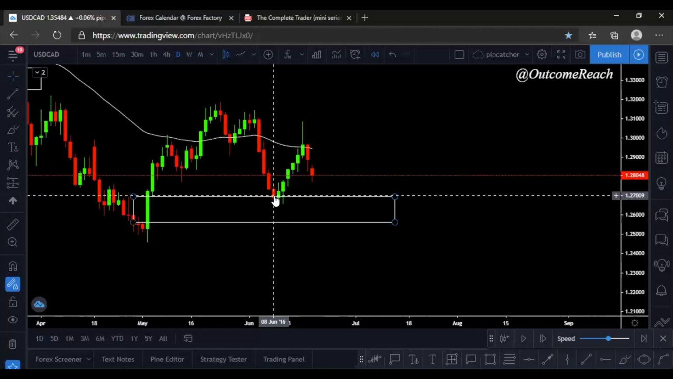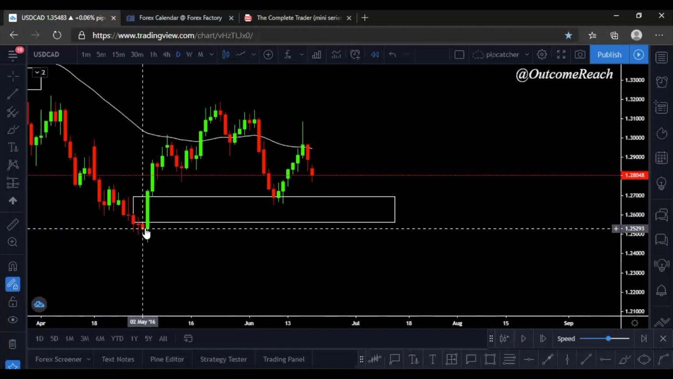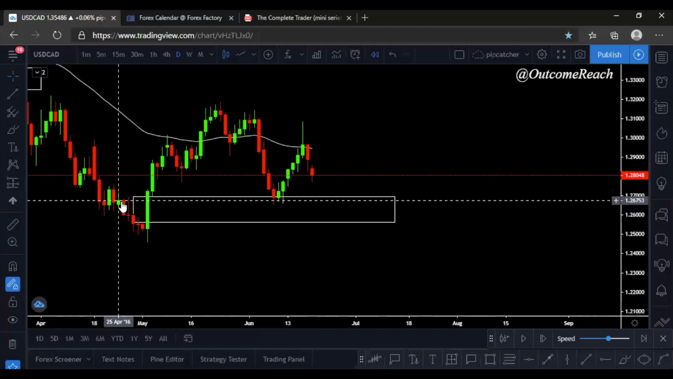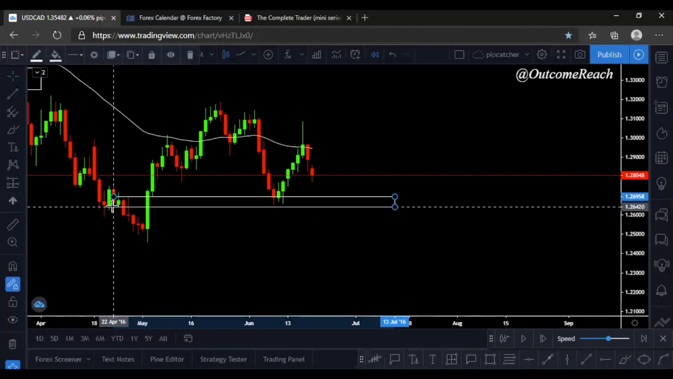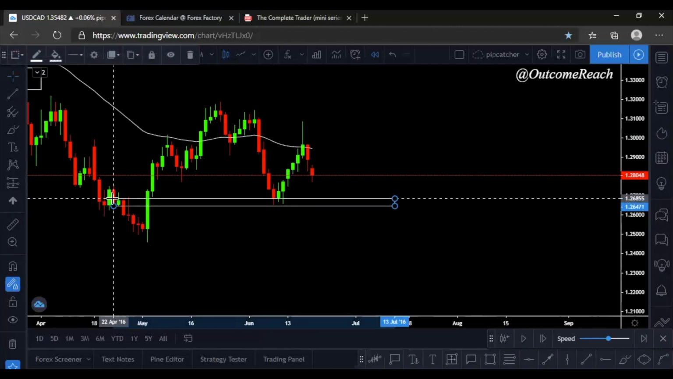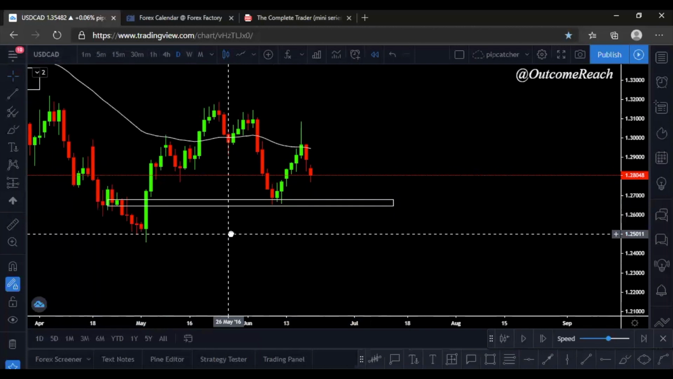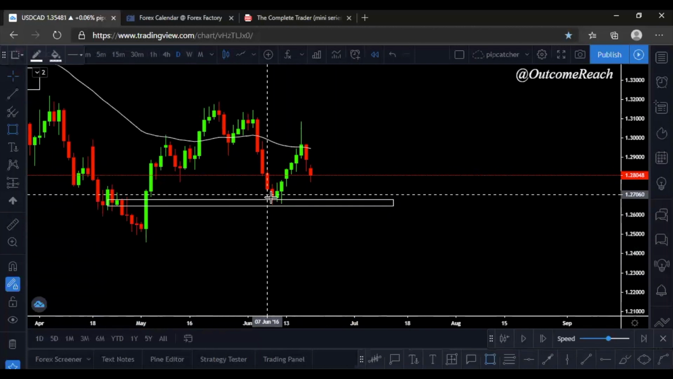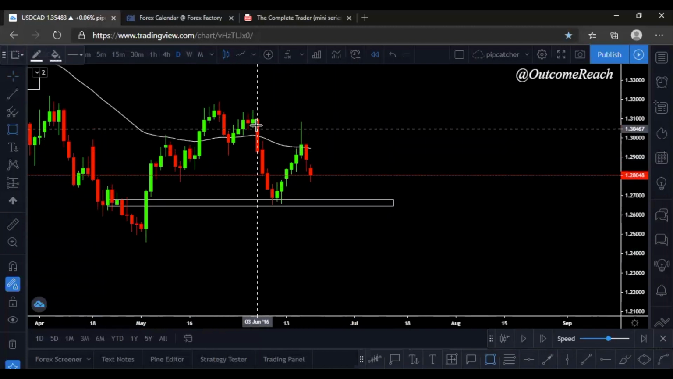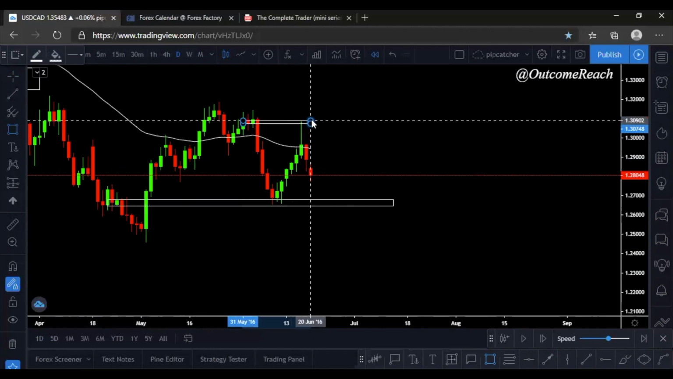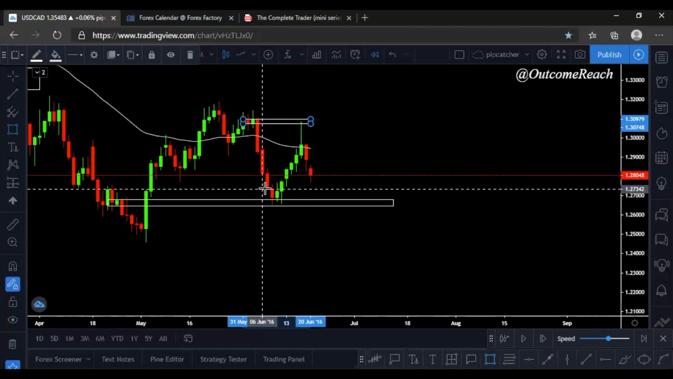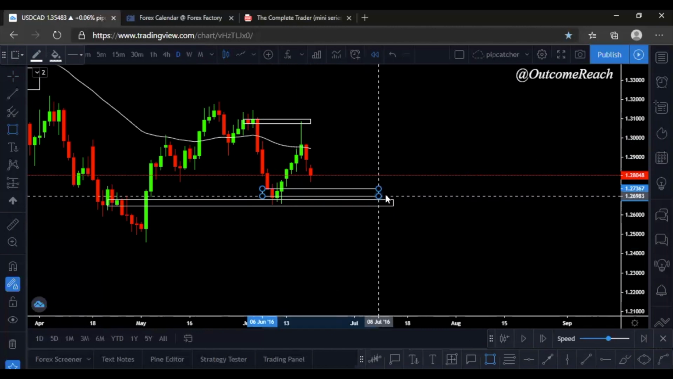So, you know what? I actually like this. You know what's crazy? There was actually like a breaker right here. Okay. All right. So actually, you know what? Since we did get a rejection off of this area, this would have been a nice sell too, by the way. We did get a bounce off of this area.